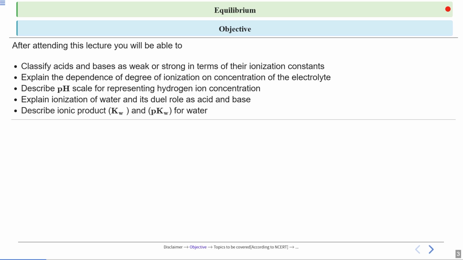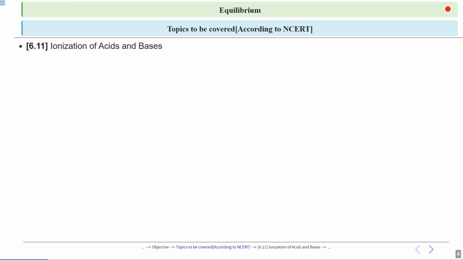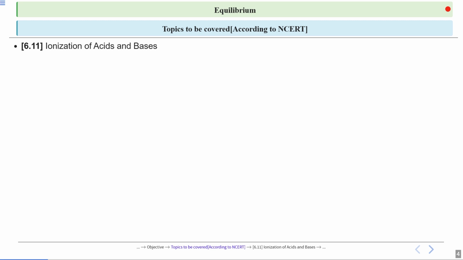And lastly, we will define the Kw and pKw for this ionization. So basically we will quantify this ionization of water. If I talk about the specific sections of the NCERT that we will cover, then obviously we will be covering 6.11, which is ionization of acids and bases, in which we will cover the first part, which is ionization constant of water. So this is the canonical order that we will follow.